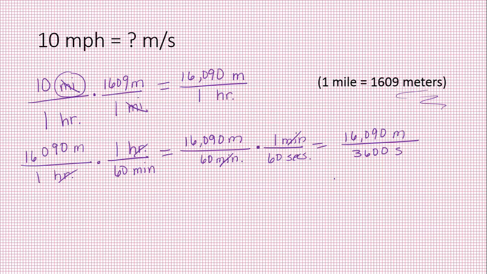Let's use a calculator. So I've got 4.4694, on and on and on. Let's round it to 2 decimal places. That's about 4.47 meters per second. And that is the same as 10 miles per hour, but in meters per second.